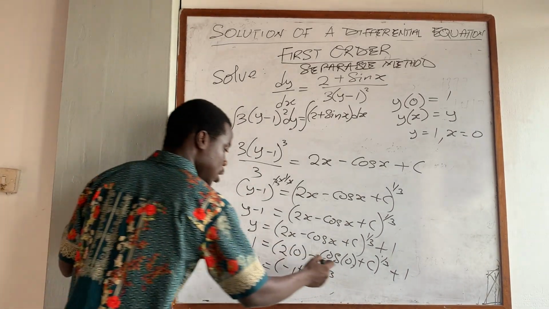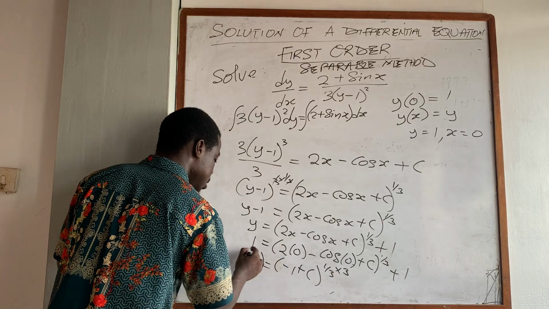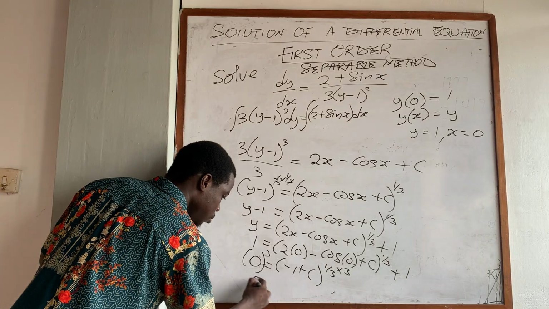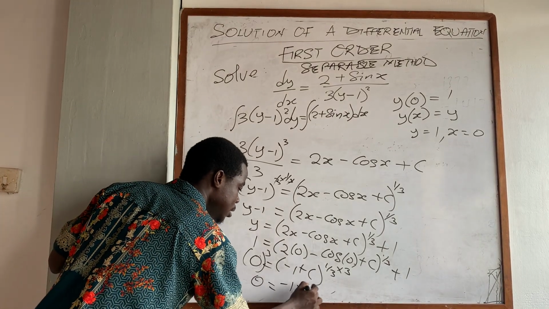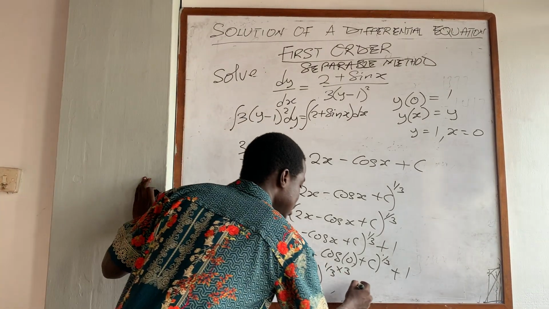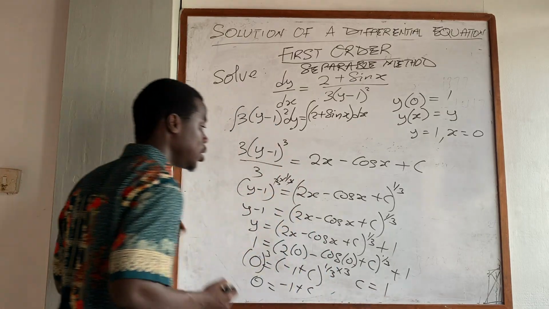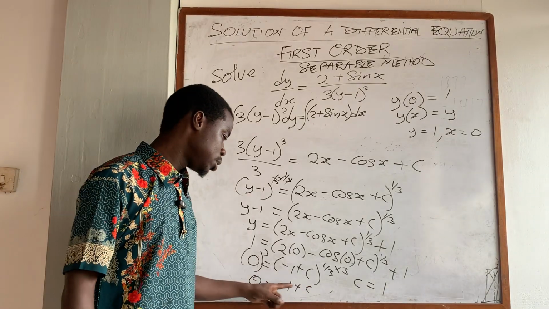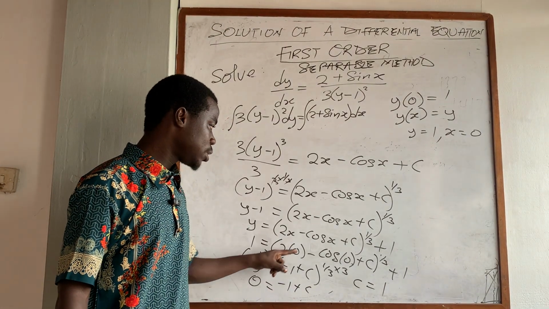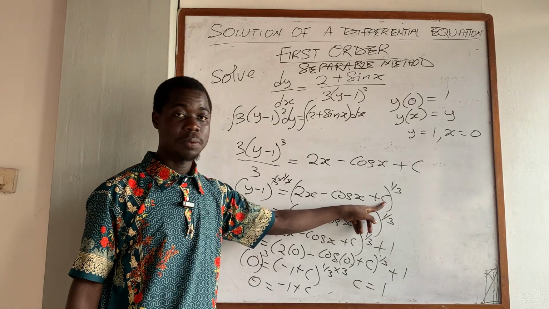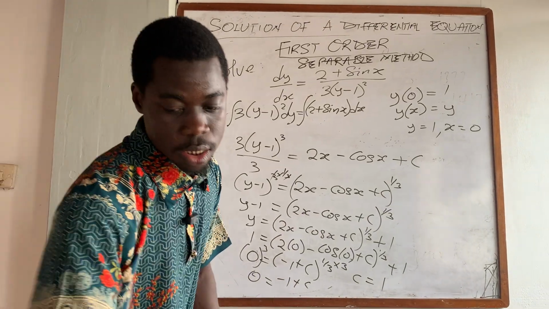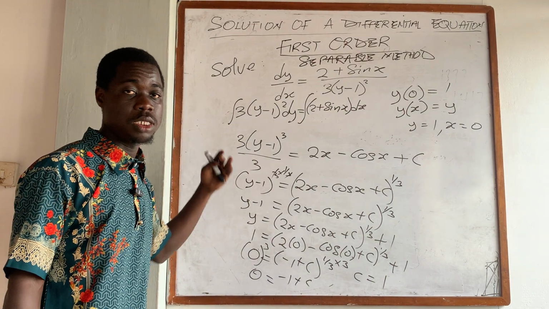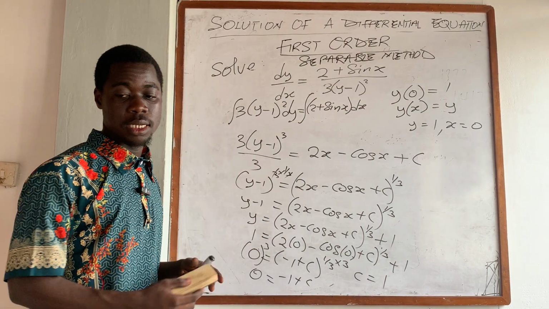So I can say that, okay, let me find the cube on both sides. 0 times 0 times 0 will give me 0. It's equal to, here, negative 1 plus c. So I can say that my c will be equal to positive 1. Then, because I'm looking for a particular solution, I will substitute the 1 here, and that will give me the particular solution. All right. So this is all about using the separable method to find the solution of a differential equation. Let's look at another example.